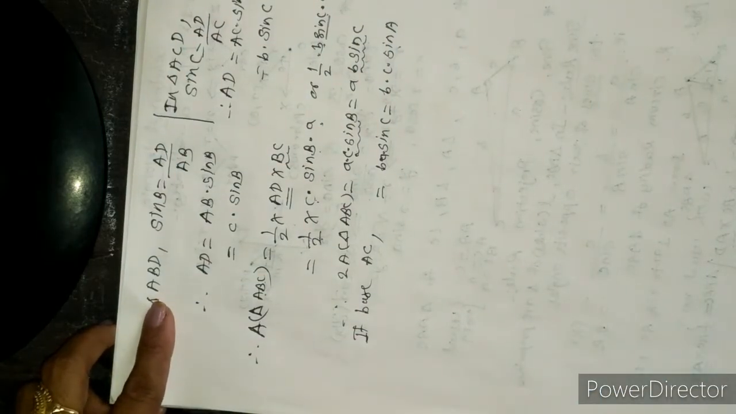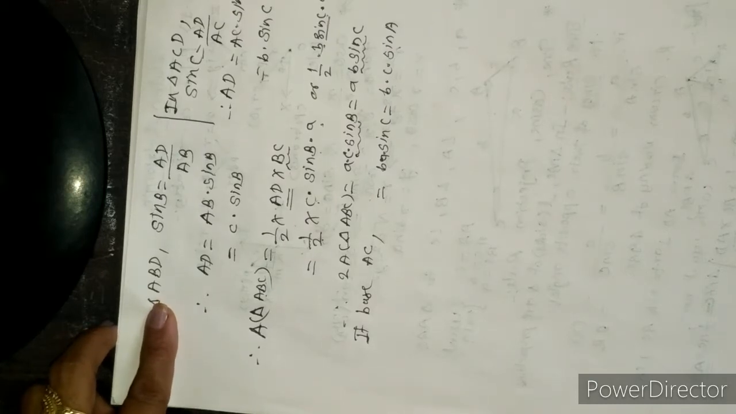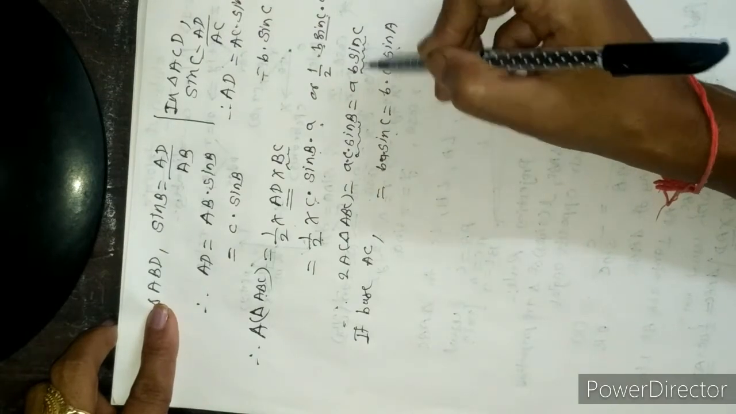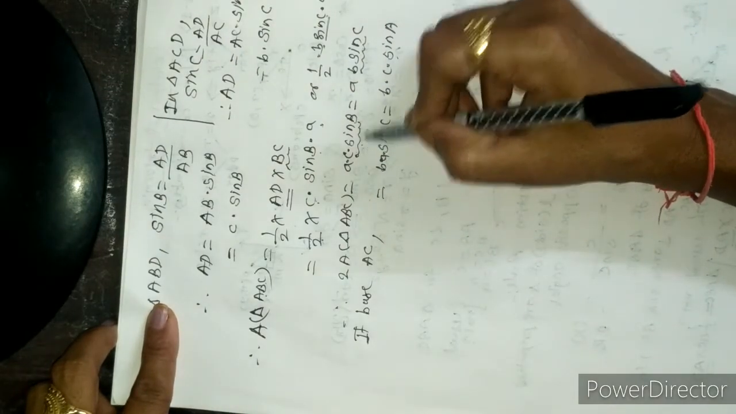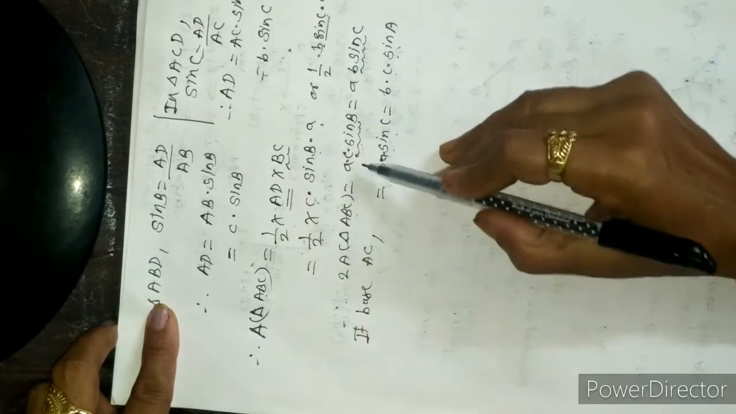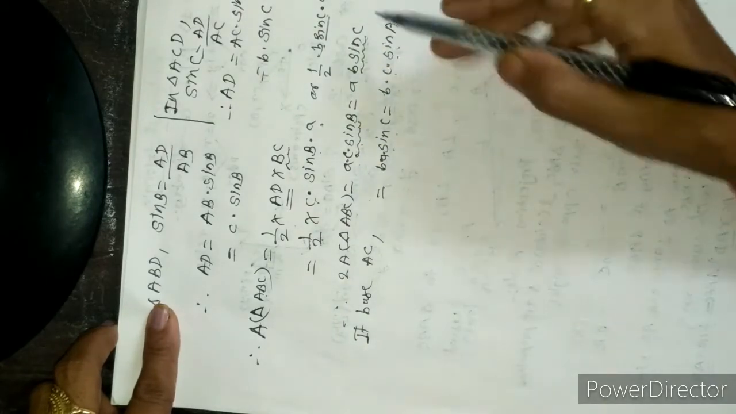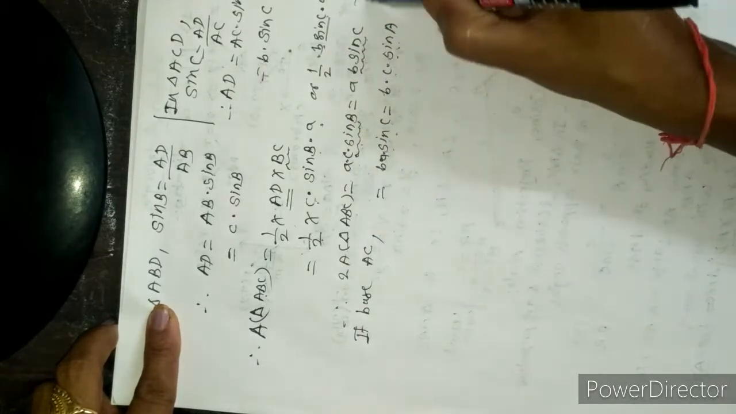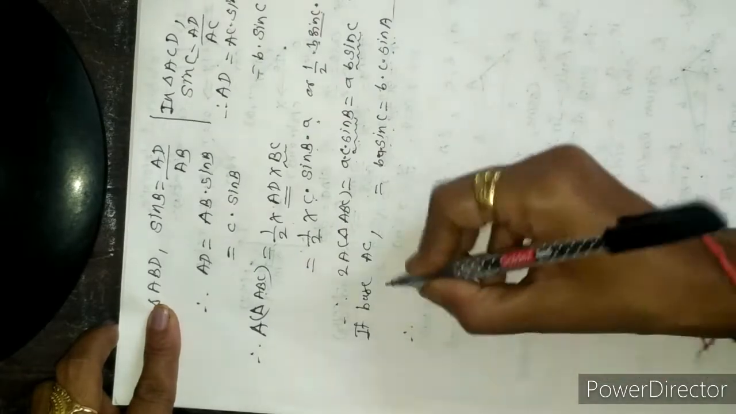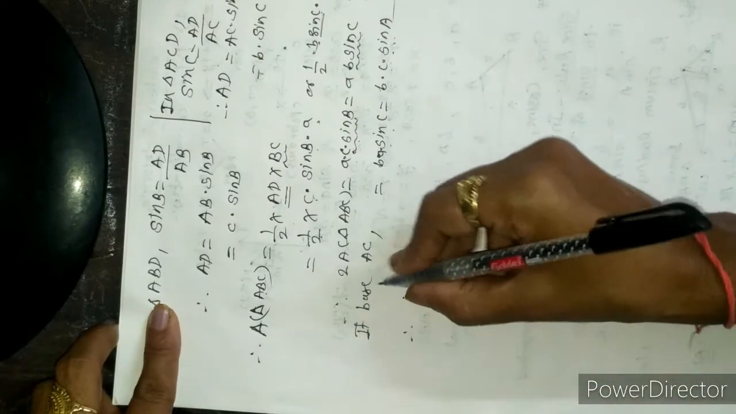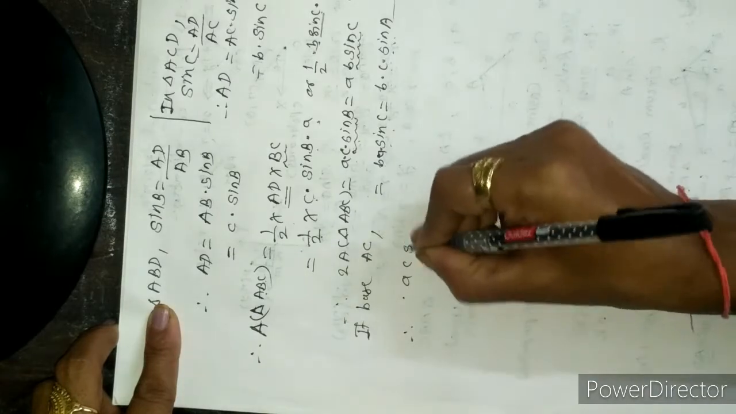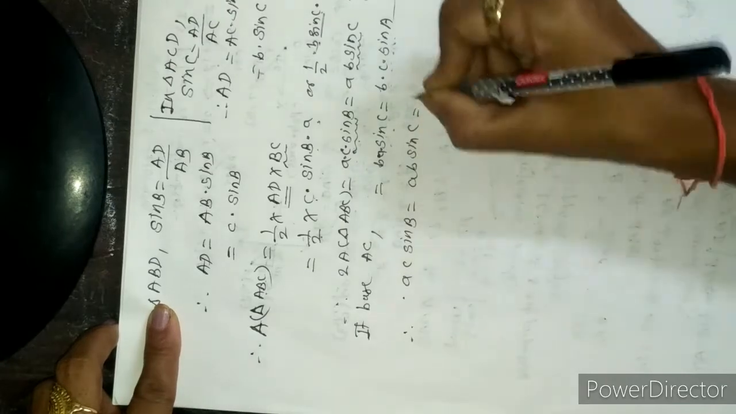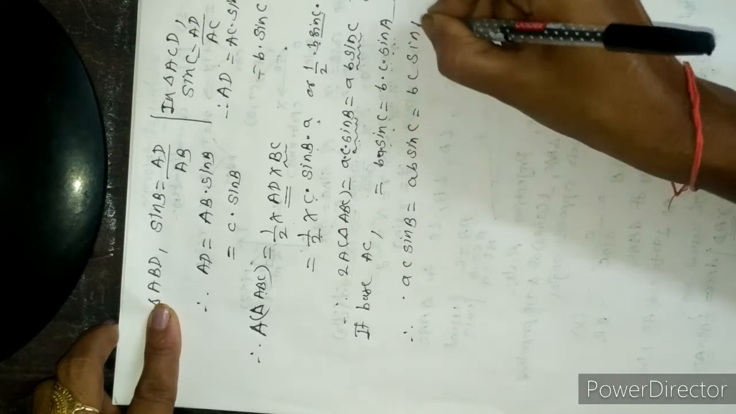So in both cases we get the relation between sine C and sine B. Again here the relation between sine C and sine B. So this is nothing but this, and this is nothing but this. So AC sine B is equal to AB sine C. Again AB sine C is equal to BC sine A. So using these two conditions we get the relation AC sine B is equal to AB sine C is equal to BC sine A.